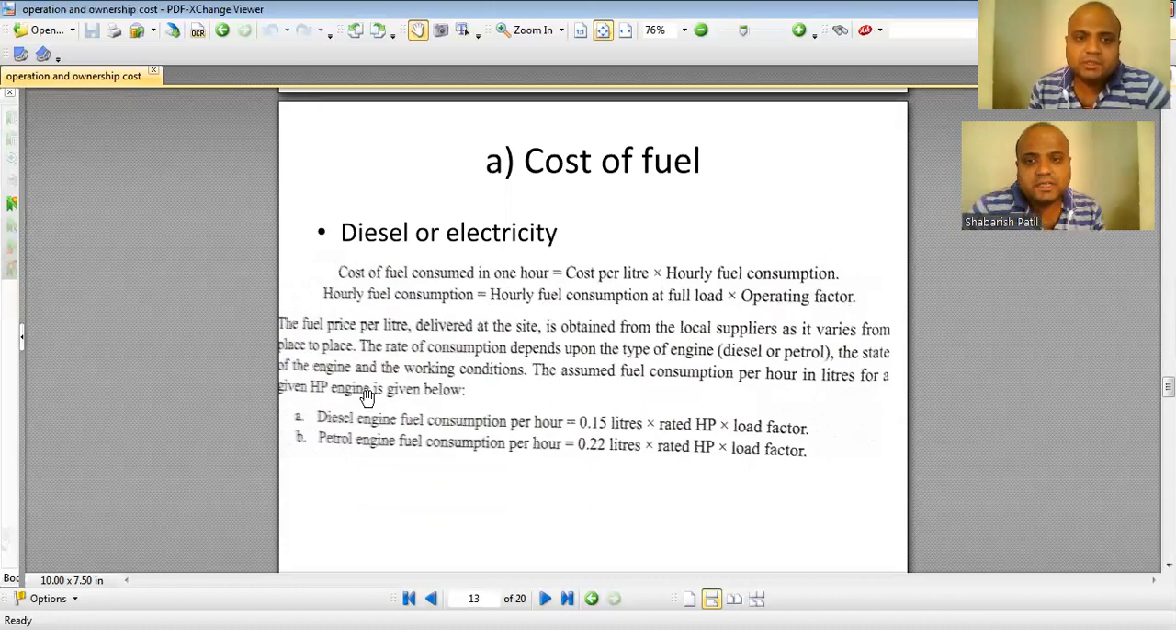Now there's a formula given. Again, it's from experience. A diesel engine's fuel consumption per hour is 0.15 liters into... There are many factors on which this depends, but a thumb rule is to use 0.15 into rated HP of that particular engine of the equipment into load factor. For a petrol engine, it is 0.22 liters into rated HP into load factor.